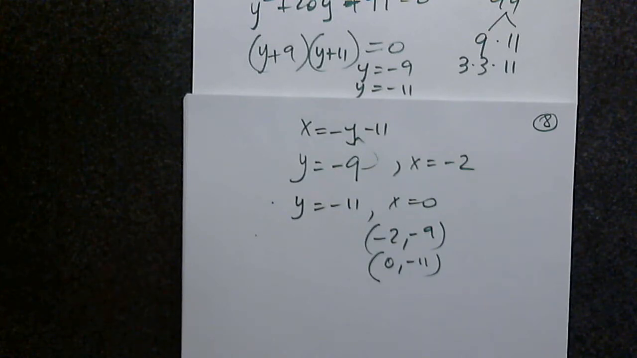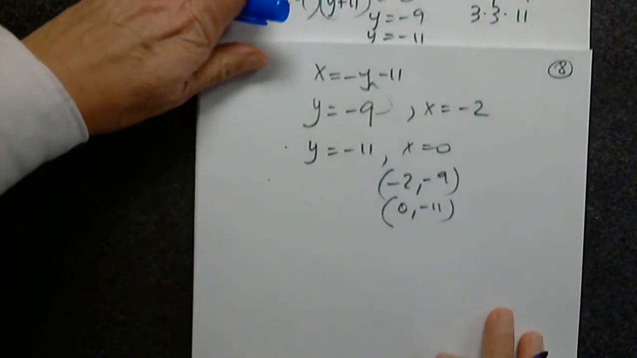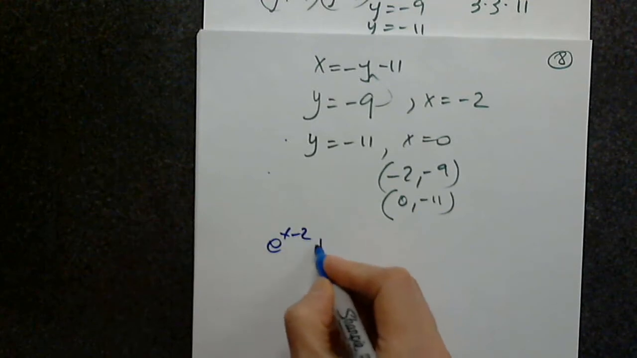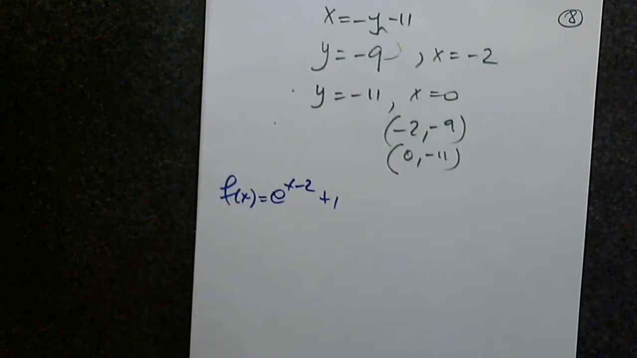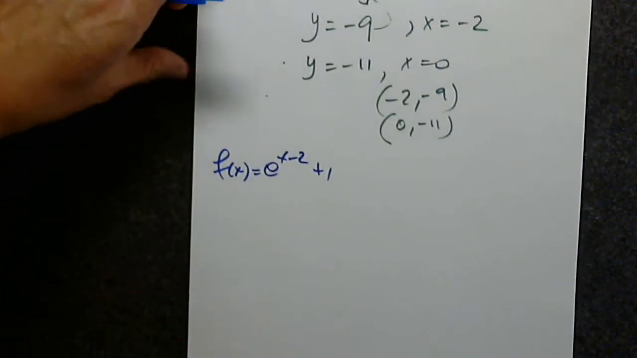I'm not sure what number 2 is all about. e to x minus 2 plus 1. Let's take a look. e to x minus 2 plus 1. So we have this function, and we're asked to graph it using transformations.